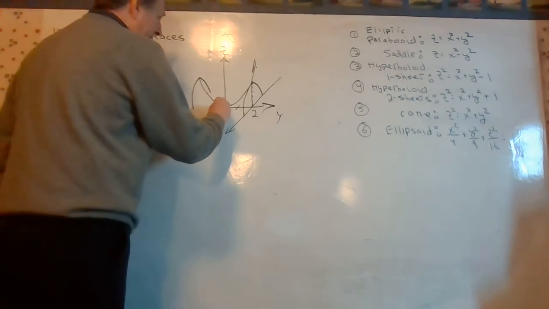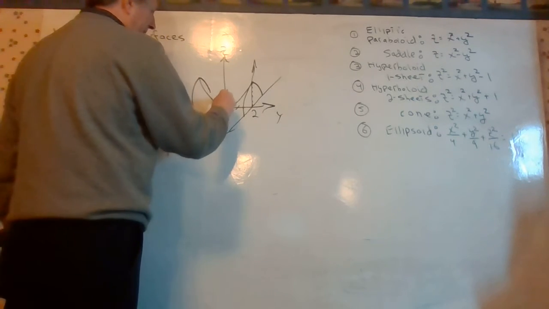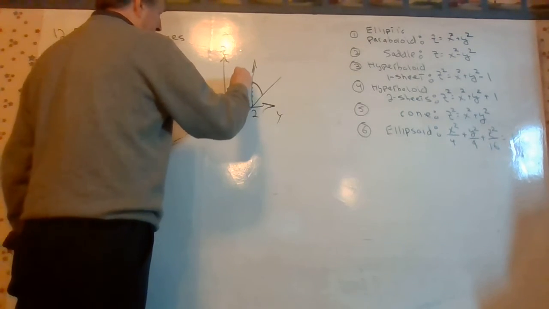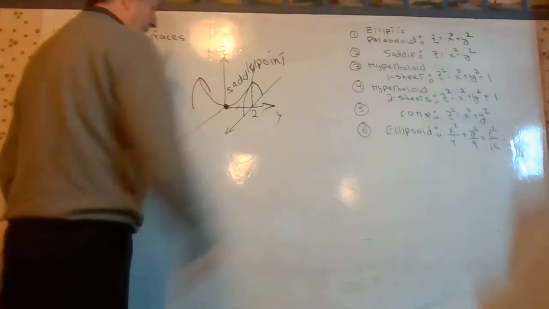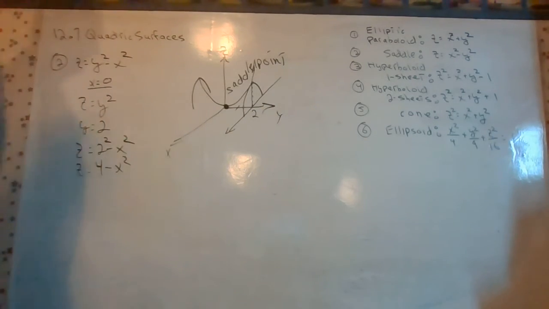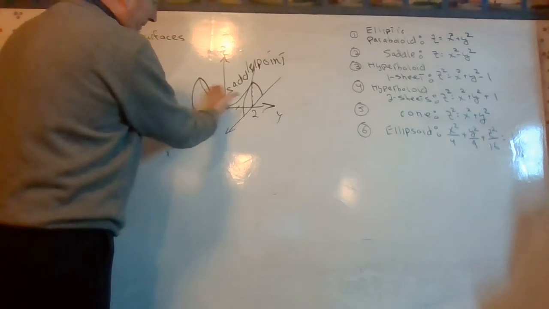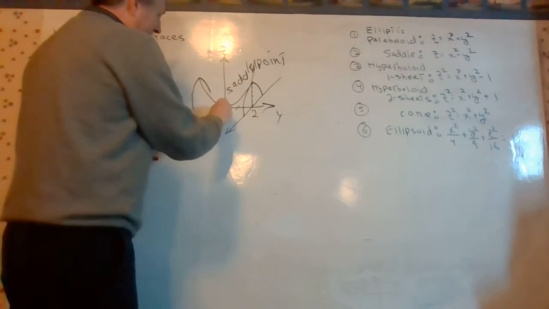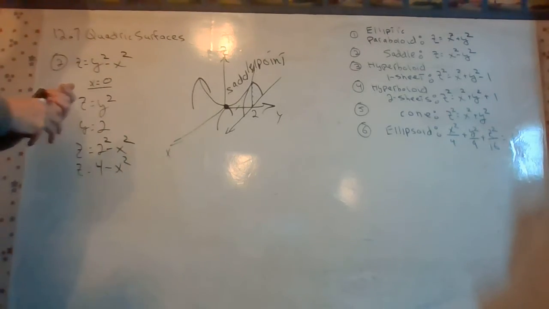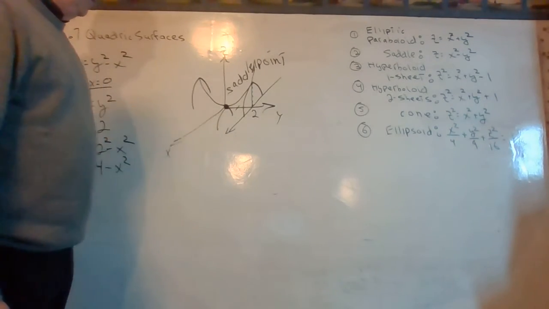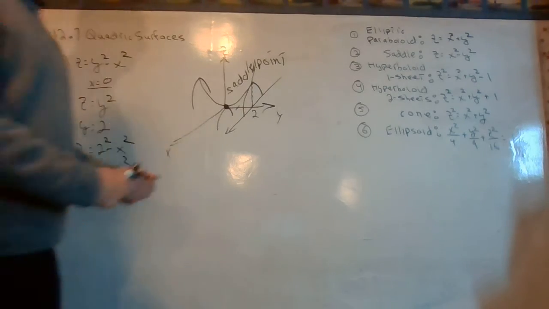This point right here, next chapter, chapter 14, is what's called a saddle point. It's actually a critical point, but if you look at it this way, it looks like a relative minimum. But if you look at it this way, it looks like a relative maximum. So it's what's called a saddle point. It's the point in the saddle.